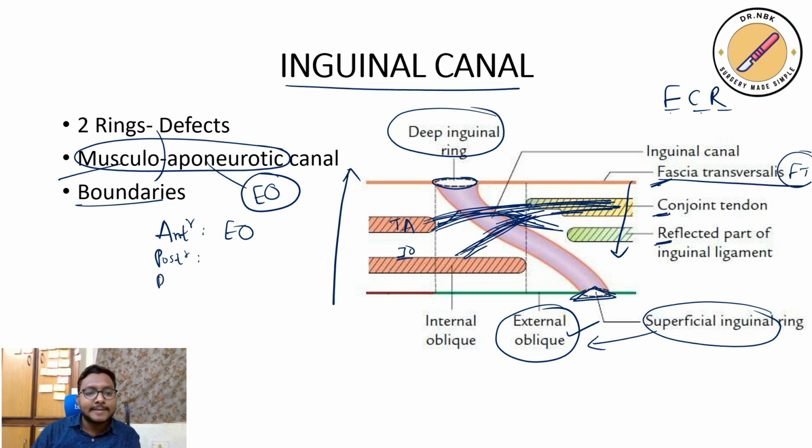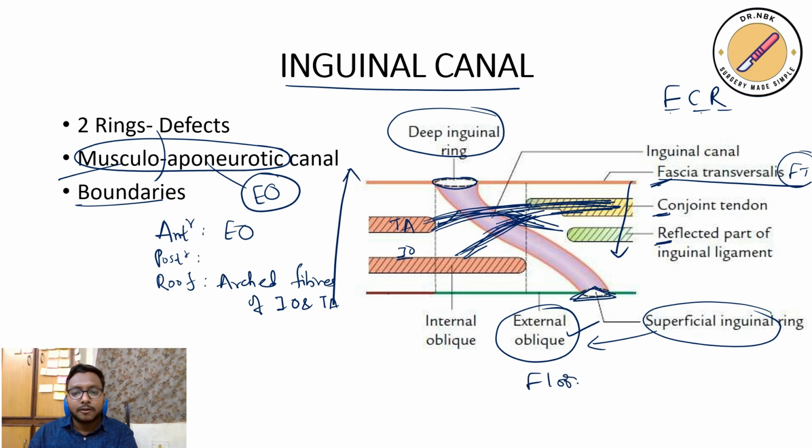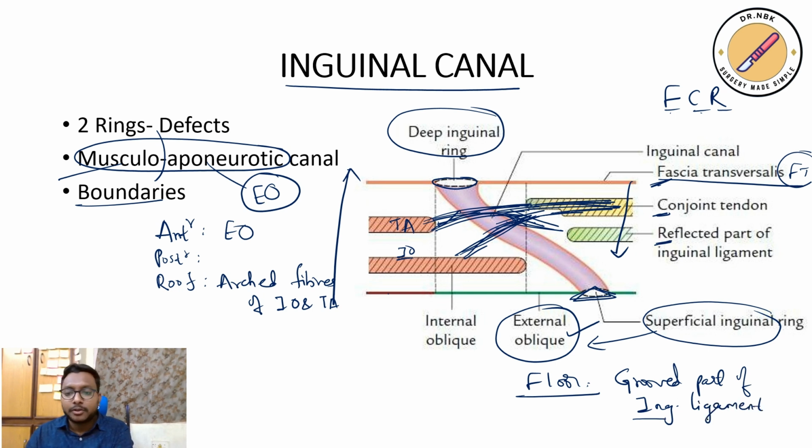Now you can remember easily the roof of the inguinal canal. It is nothing but the arched fibers of internal oblique and transverse abdominis. Then the floor of the inguinal canal is formed by the grooved part of the inguinal ligament. The inguinal ligament is again a condensation of the external oblique aponeurosis. Okay, so it is the floor of the inguinal canal, right?